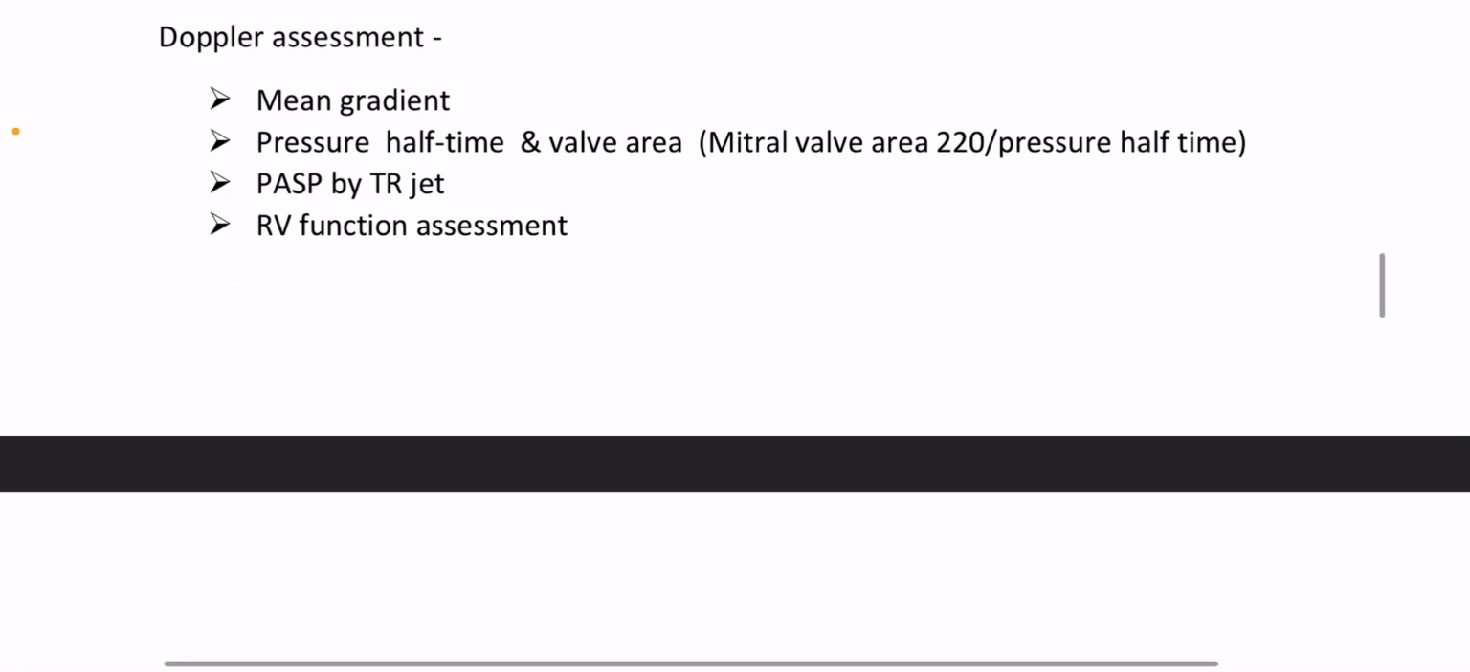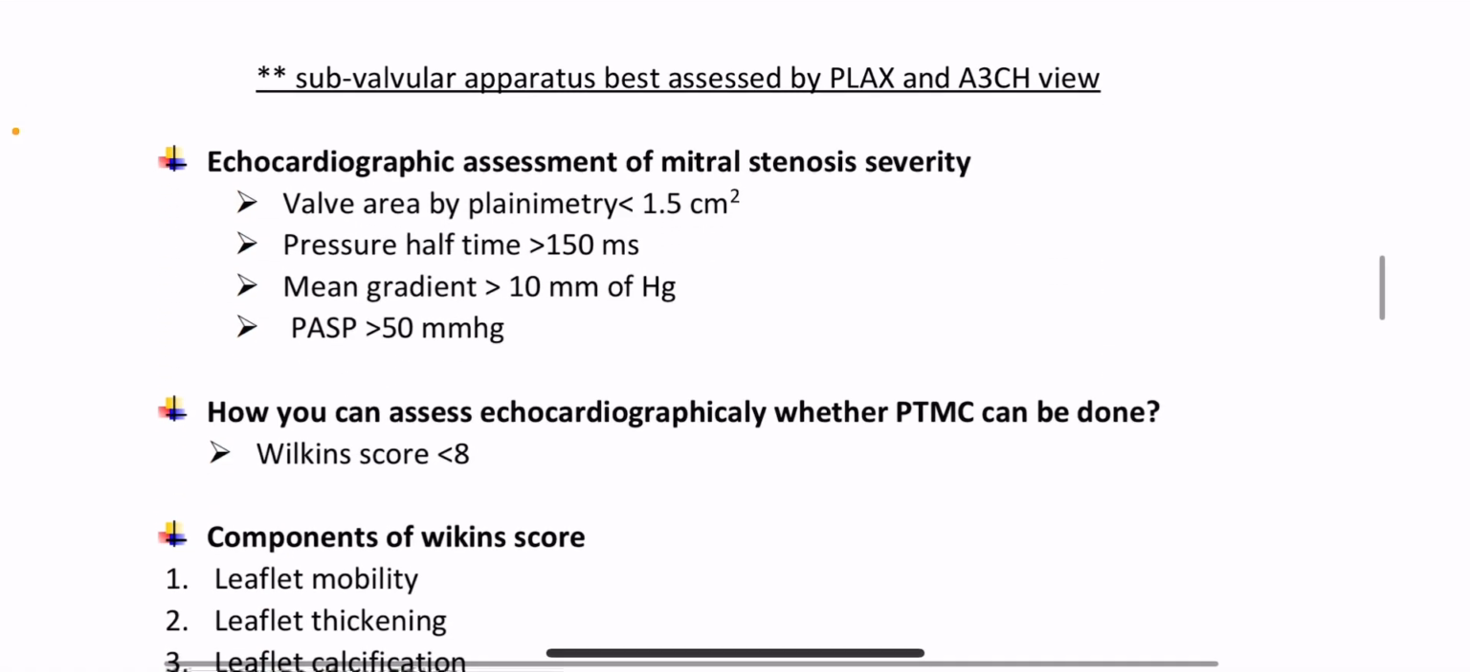RV function assessment. Subvalvular apparatus is best assessed by parasternal long axis view and apical three-chamber view. Echocardiographic assessment of mitral stenosis severity: valve area by planimetry less than 1.5 cm square, pressure half time more than 150 millisecond, mean gradient more than 10 millimeter of mercury, pulmonary artery systolic pressure more than 50 millimeter mercury.